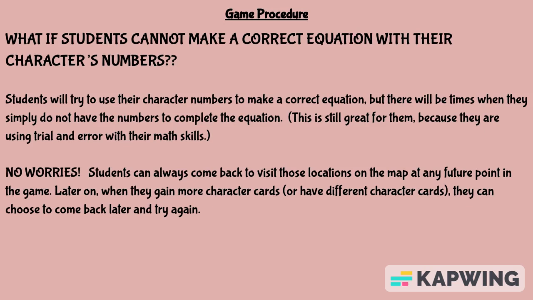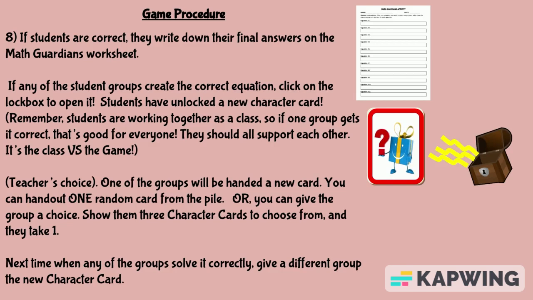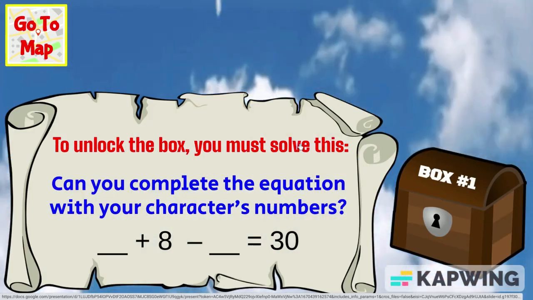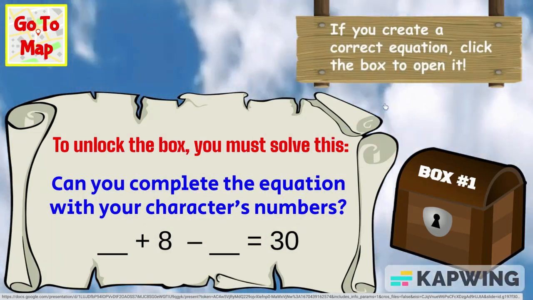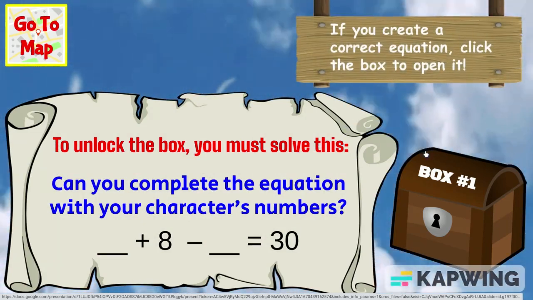Of course, students might not always be able to make a correct equation with their characters' numbers, so what happens next? If they can't do this, no worries. Students can always come back to visit those locations on the map at any future point in the game. If students are correct and they do have the final answer, all it takes is one group in the class to have a correct answer. So like I said before, they should all be encouraging each other and being happy if another group solves the equation. If this happens, students get to unlock a new character card. All you gotta do is click on the lockbox to open it.